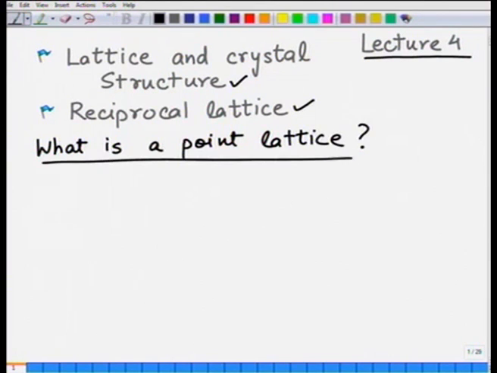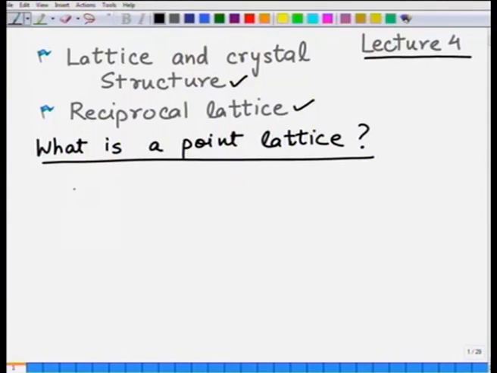That is the first question we are going to ask. What is a point lattice? Well, remember, first, what is a lattice or point lattice? First of all, remember, lattice is not crystal structure. Lattice is imaginary array of points. It is just imaginary array of points.